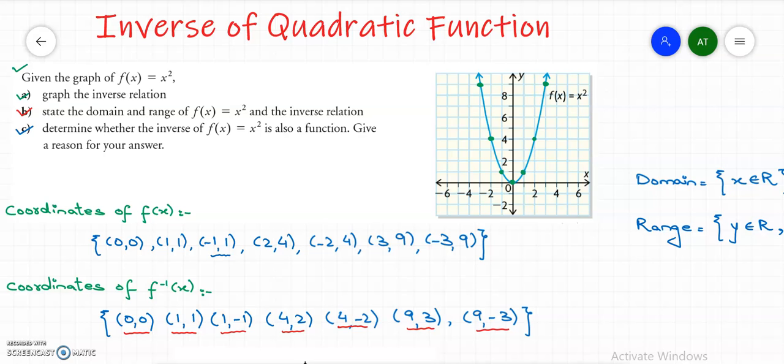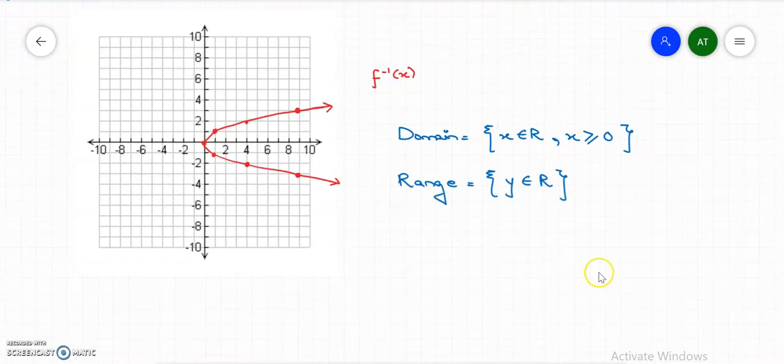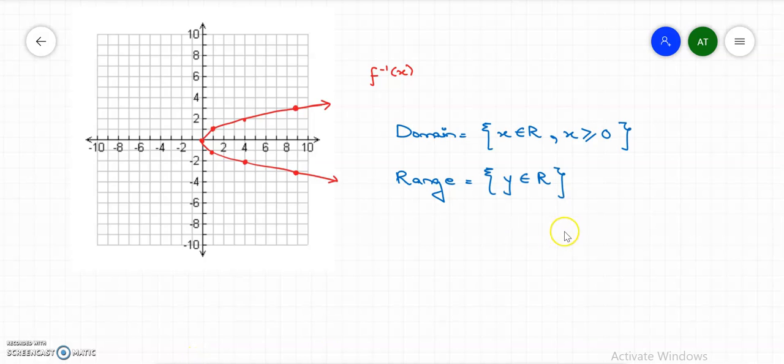Okay, now moving to the next part of the question, it says determine whether the inverse of f of x equals x square is also a function, give reason for your answer. So we need to determine whether f inverse is a function or not. We have been given the graph of the inverse relation. How can we verify that the graph represents a function? It must satisfy the vertical line test.